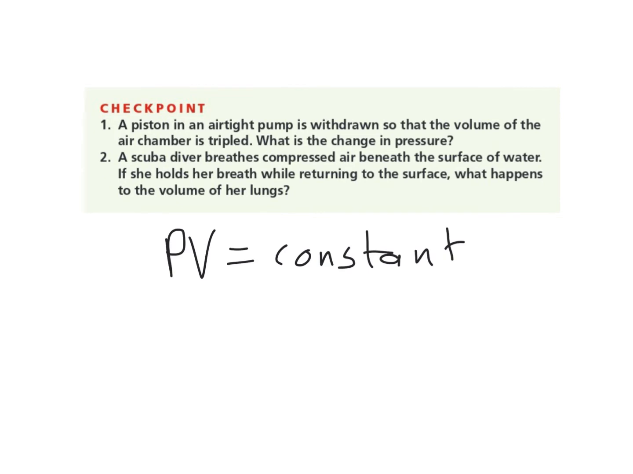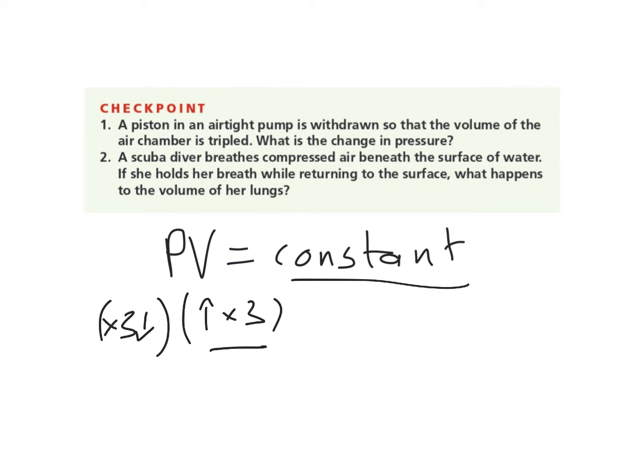Now, in the previous slide, we saw Boyle's law, which tells us that the pressure times the volume is equal to a constant. And so question 1 is saying the volume goes up by 3 times. So this goes up times 3. And so what must the pressure do in order to keep it constant? It has to go down times 3. So the volume goes up by a factor of 3, and the pressure has to go down by a factor of 3. So the pressure will be cut to a third.